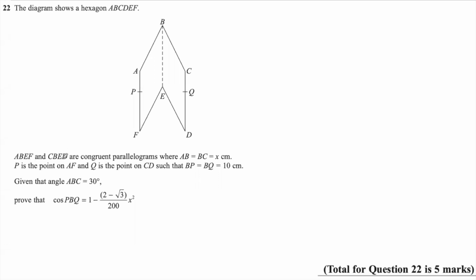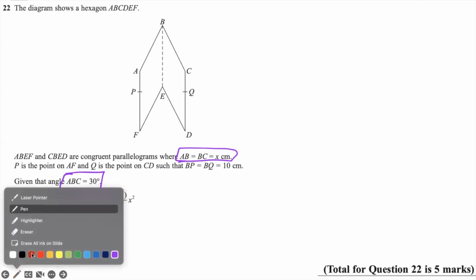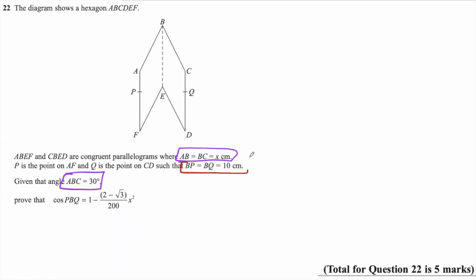ABEF and CBED are congruent parallelograms where AB and BC are both x. P is a point on AF and Q is a point on CD, such that BP and BQ are both 10. Given that angle ABC is 30, prove that cos of PBQ is 1 minus (2 minus root 3) over 200 x squared. Okay, and let me just highlight this part as well.